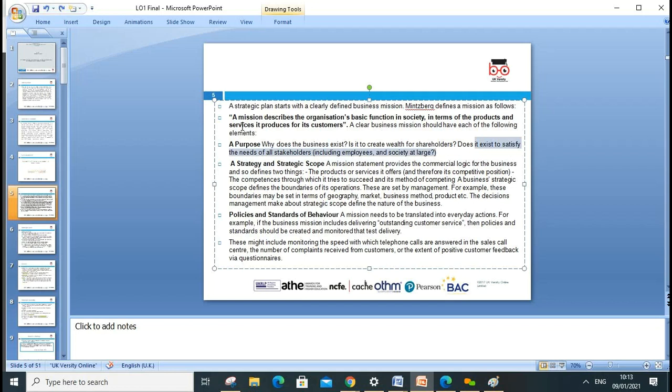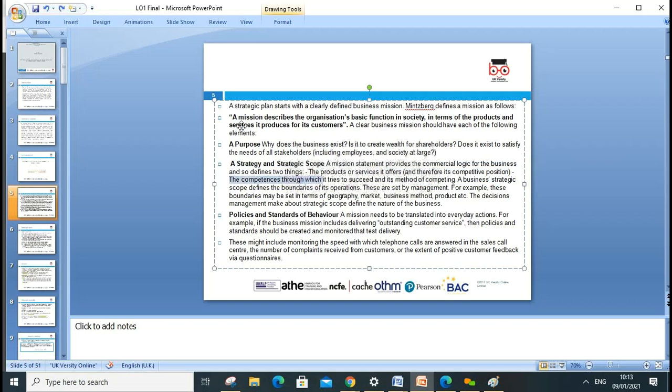It exists to satisfy the needs of the stakeholders, including staff and employees. We treat people like we want to be treated. Yes, we want to be a fair society. We want to meet the needs. We want to help needy people. That can be our mission. A strategic scope: a mission statement provides a commercial logic for the business. It defines two things: the product or service offered, and therefore a competitive position.